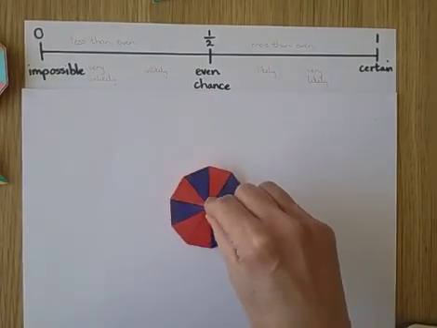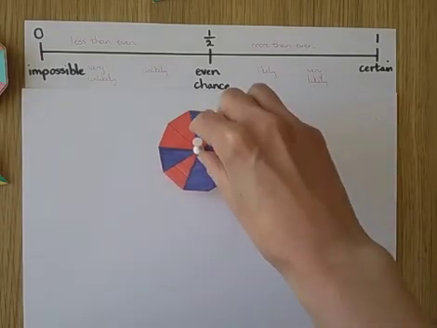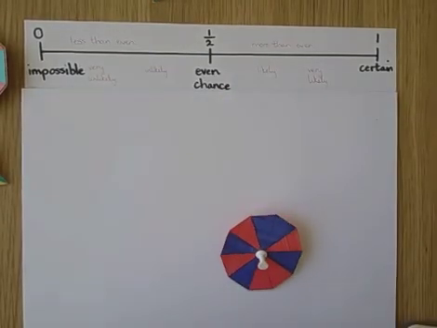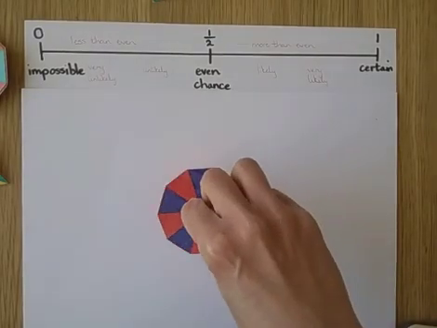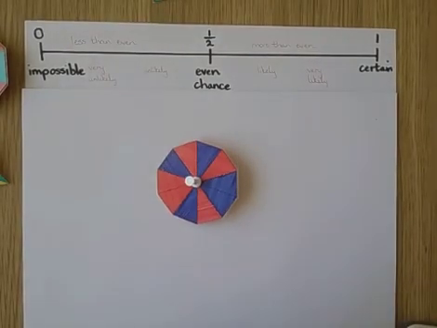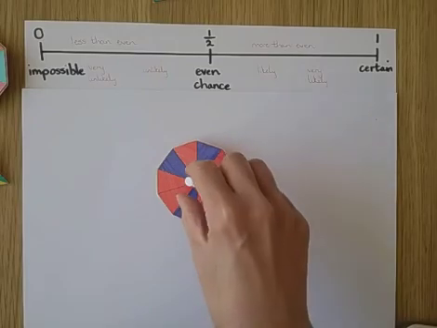So here's one that I've made. I'm going to give it a spin. Oh, that was a bit rubbish. We'll try that again. Ooh, and it's landed on red this time. Second spin, and this time it's gone for red again.